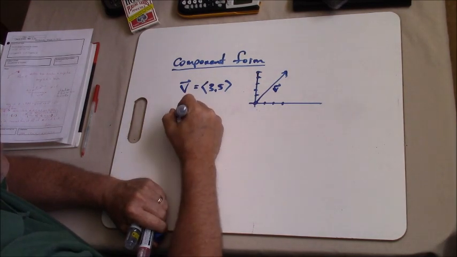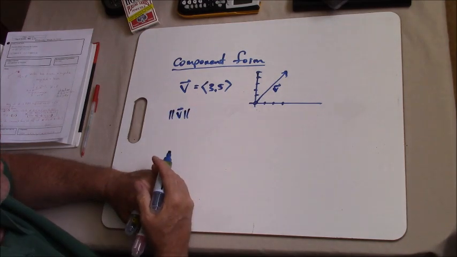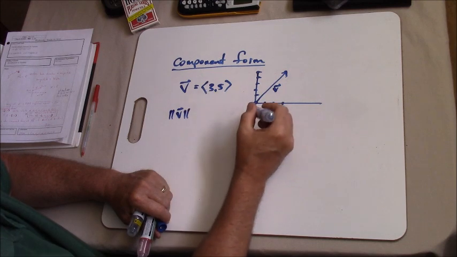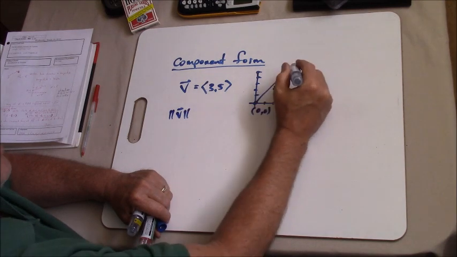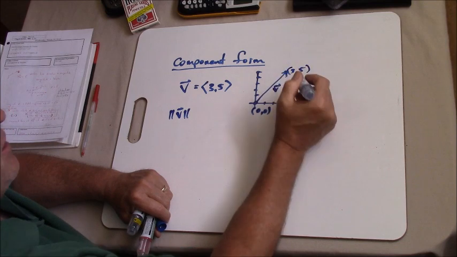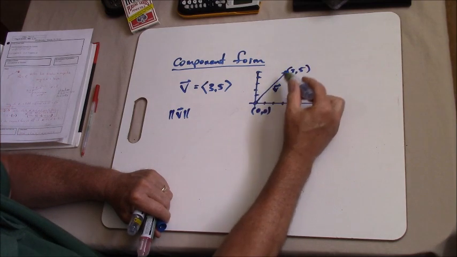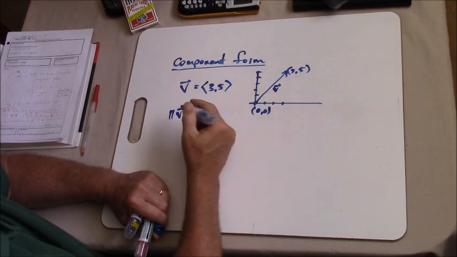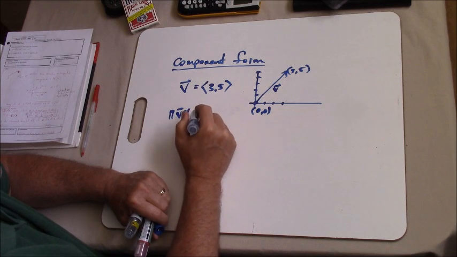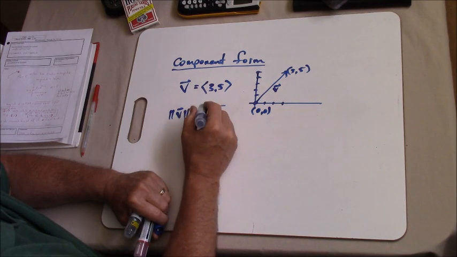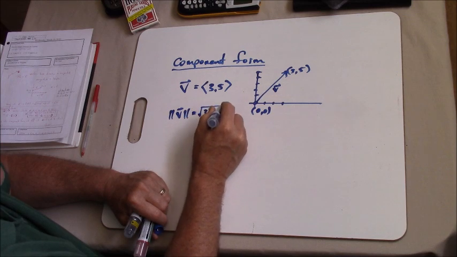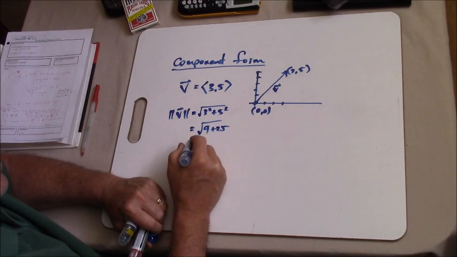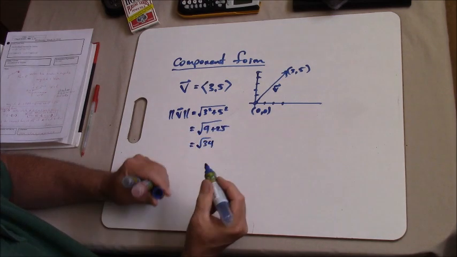So if they ask us to find the magnitude, so here's my double absolute value signs, the magnitude of vector v, well, if you think of the distance formula, here I've got 0, comma 0. Here I've got 3 comma 5, and if I do x2 minus x1, it's really just 3, and then y2 minus y1, it's really just 5. So the magnitude is really equal to the square root of 3 squared plus 5 squared. So that would be the square root of 9 plus 25, which would be the square root of 34.